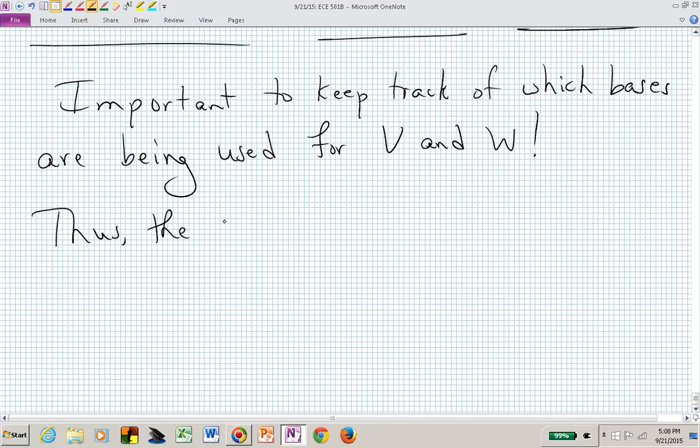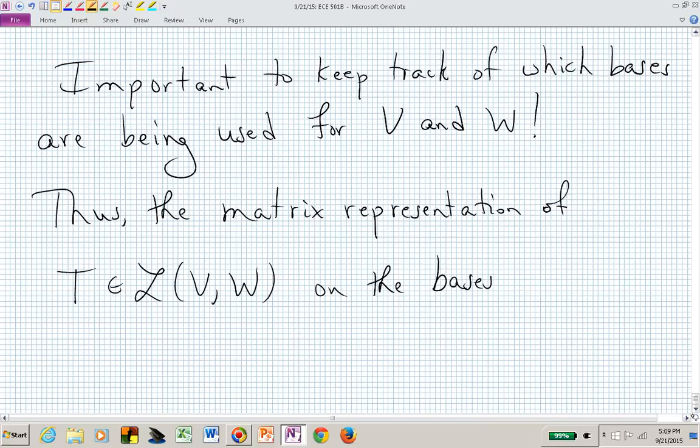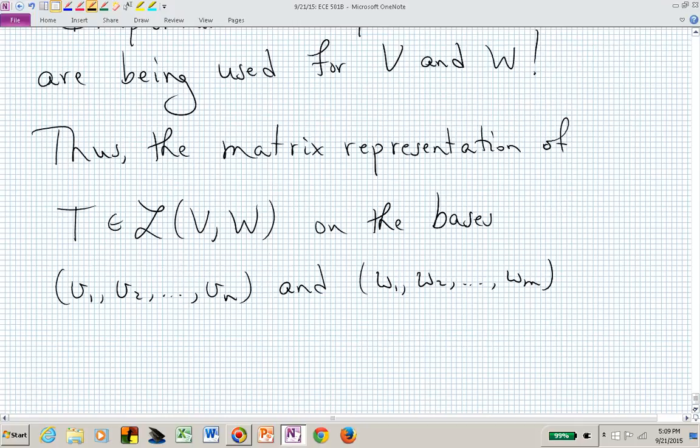Thus, the matrix representation of T, let's say from V to W, on the basis V1, V2 up to V sub n, and W1, W2, up to W sub m, it's important to know what we're using on capital V and capital W, or on the domain and the codomain.